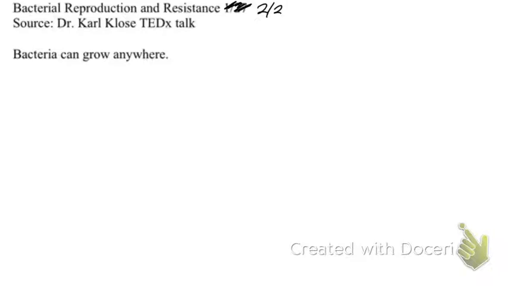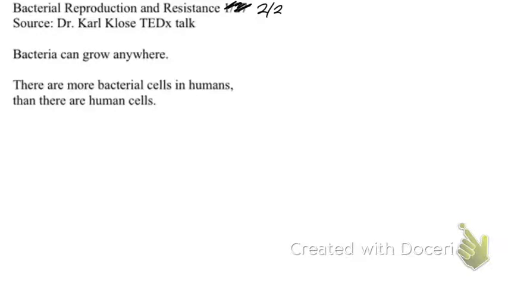Literally oxygen, no oxygen, doesn't matter. There's aerobic and anaerobic bacteria. In the coldest places on Earth and the hottest places on Earth, you can find bacteria. On the surface of our skin, in our intestines, bacteria is everywhere.